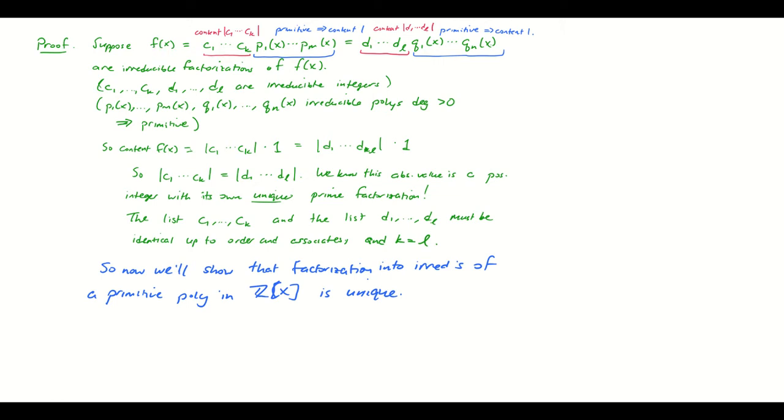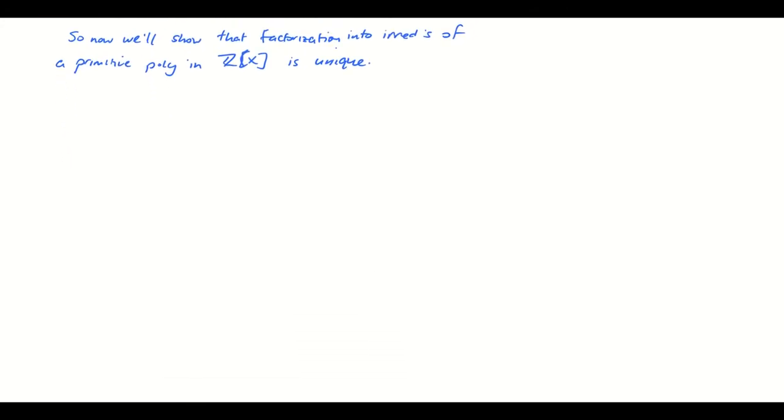And I've already declared f of x here. I've said it's equal to this, it's equal to this. So I can't let f of x vary in the middle of this argument. So instead, I'm going to talk about some other primitive polynomials, which hopefully I will find decent names for. And we will show that factorization into irreducibles of those is unique. All right, so let's just zoom down here, set that aside. All right.